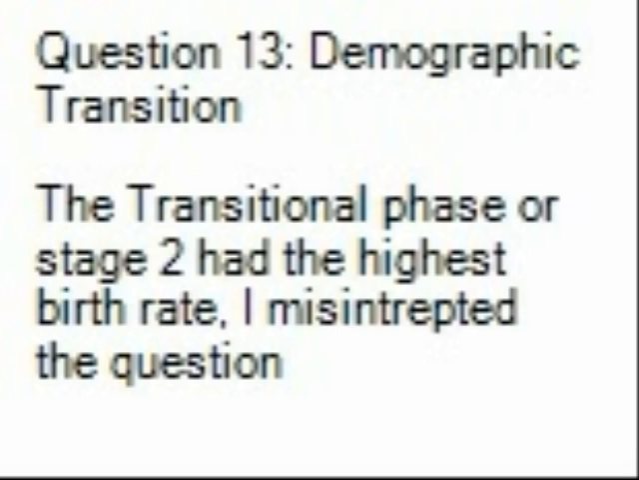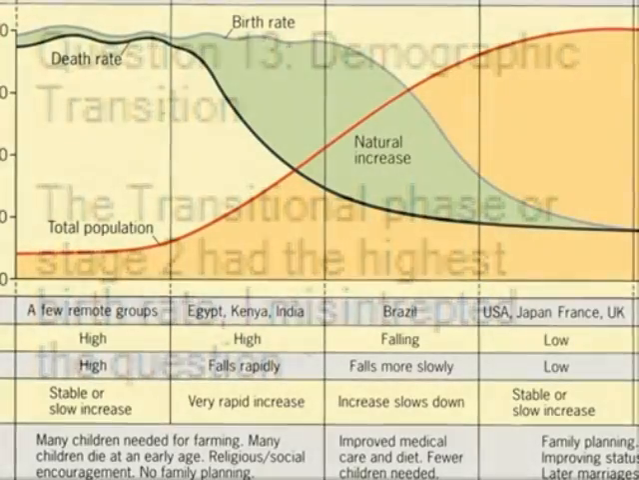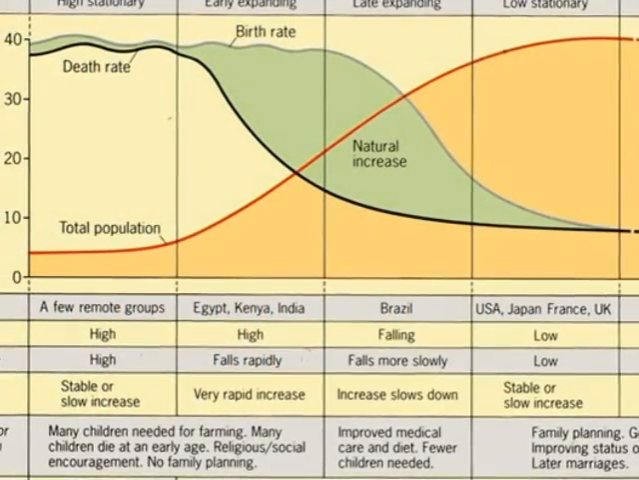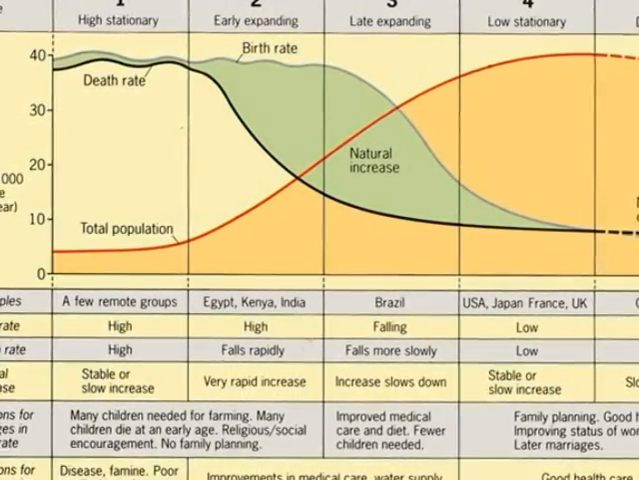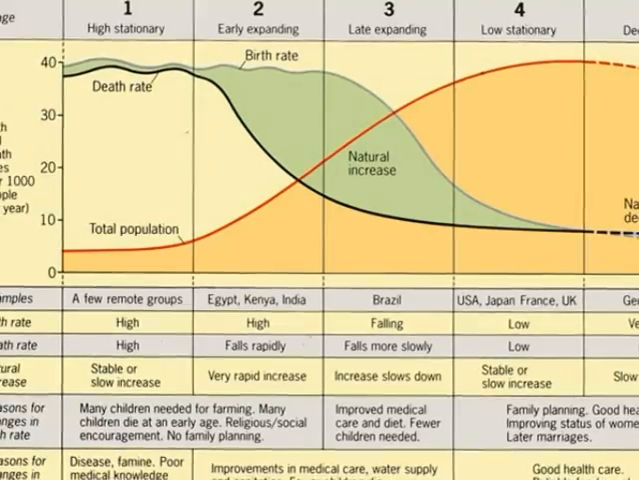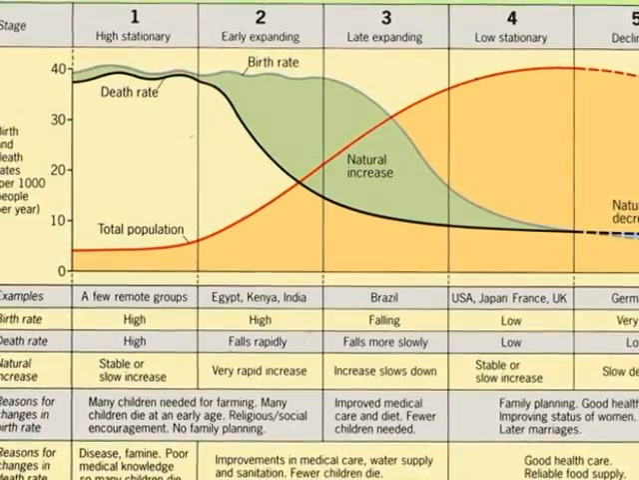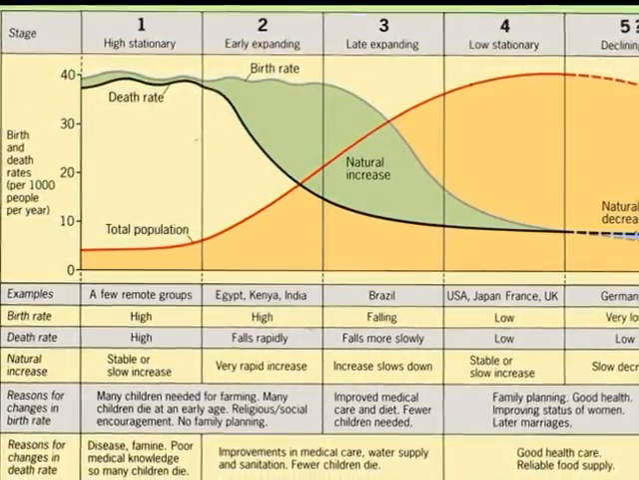The next question that I missed was question 13. It states, according to demographic transition theory, the greatest population increase occurred in what phase? It occurred in stage 2, or the transitional phase. I believe I missed this question because I misinterpreted and I switched some of the things on the graph. As you can see from this graphic, this is similar to the one that we viewed in class, and as you can see, stage 2 is when birth rate expanded or exceeded and grew exponentially.